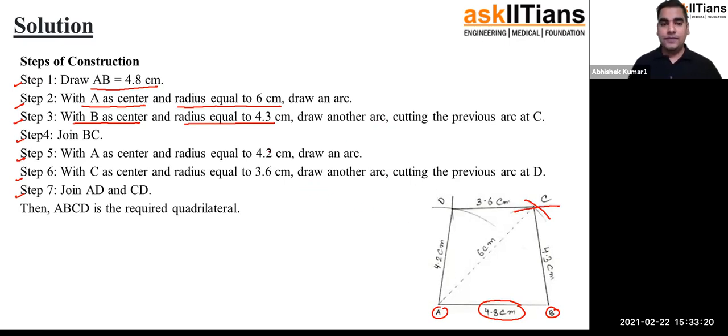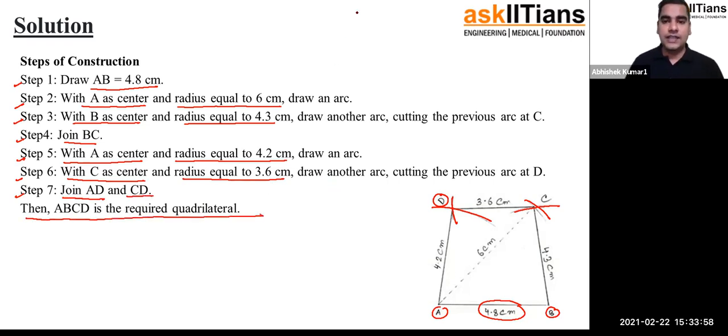And then they joined BC, they joined AC. When they joined BC and AC, they got their triangle ABC. Now their goal is to form the other triangle. So assuming A to be the center, they drew radius equal to 4.2 centimeters. So this is the arc that you can see. Understood? Then assuming C to be the center, they marked an arc of radius equal to 3.6 centimeters. So this is the arc. These both arcs are cutting each other at point D. After that, they just joined AD and CD. And when they did that, they automatically got their required quadrilateral, which is ABCD.